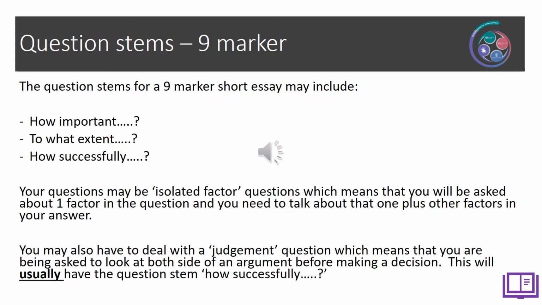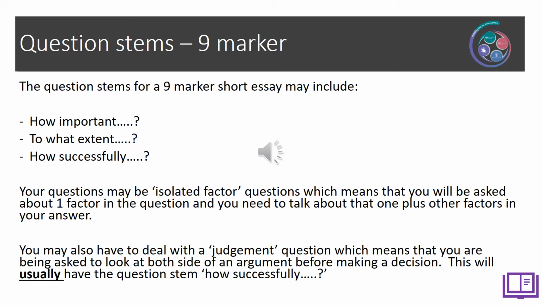We're now going to look at the structure for a 9-mark question. This is sometimes called a 9-marker or a short essay, but you approach it in the same way. A 9-marker can have different question stems, and these can include how important, to what extent, or how successfully. Your questions may be an isolated factor question, which means that you would be asked about one factor in the question, and you would need to talk about that one plus other factors as part of your answer.